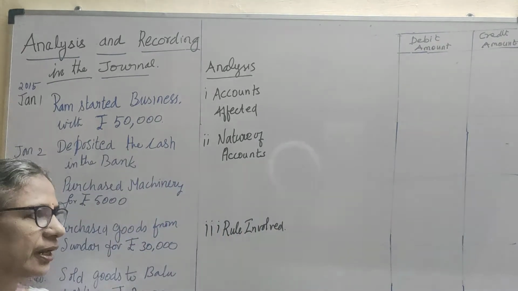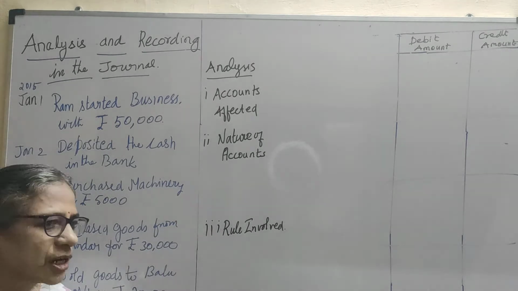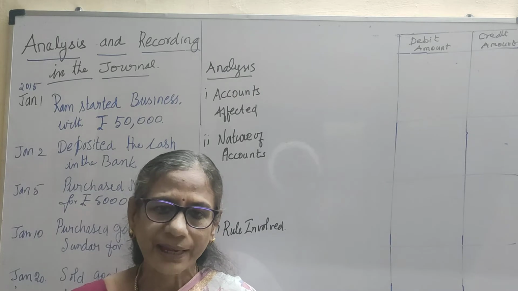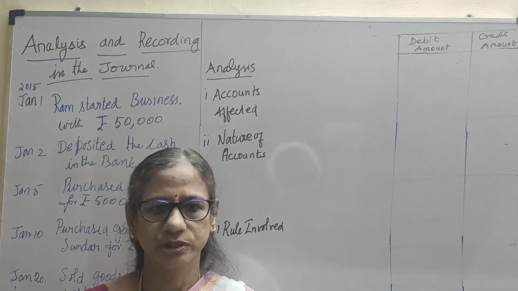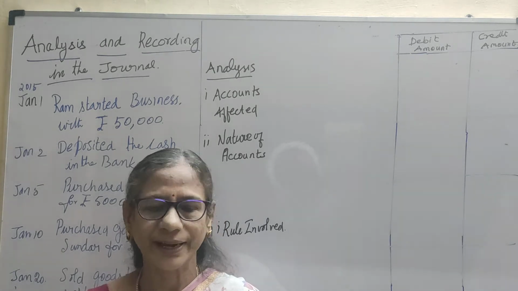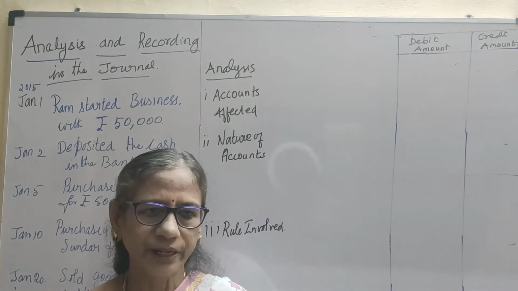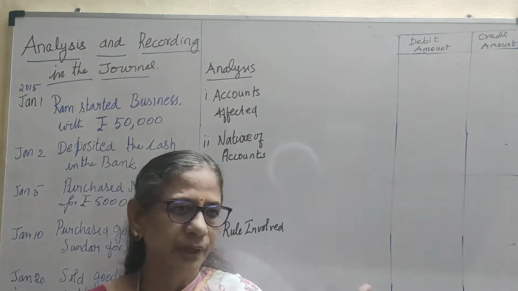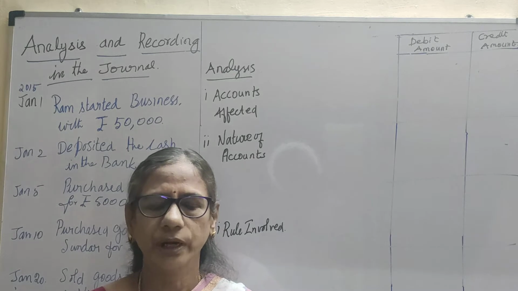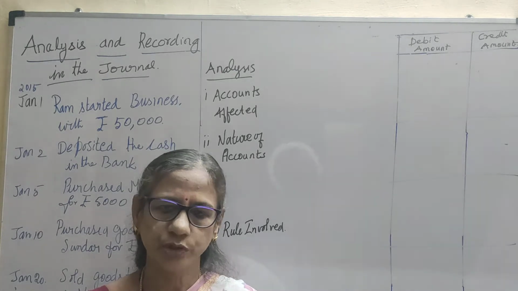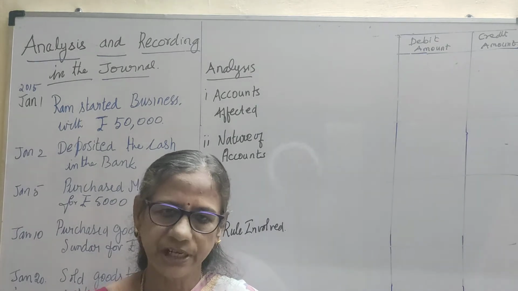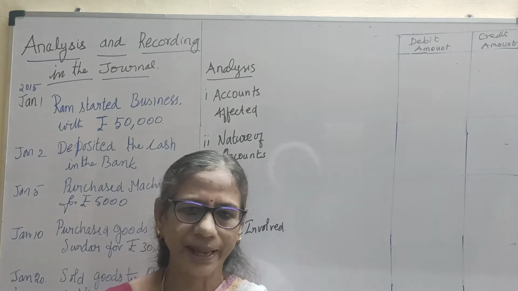Good evening, students. In the last class we saw how to prepare journal entries, and analysis of the transaction is basically a must. First, I'll teach you how to analyze each transaction. Already we have posted by using our rules: personal account, nominal account and real account. Based on this we have posted. But analysis is very important for each and every entry. Now let us see the analysis.